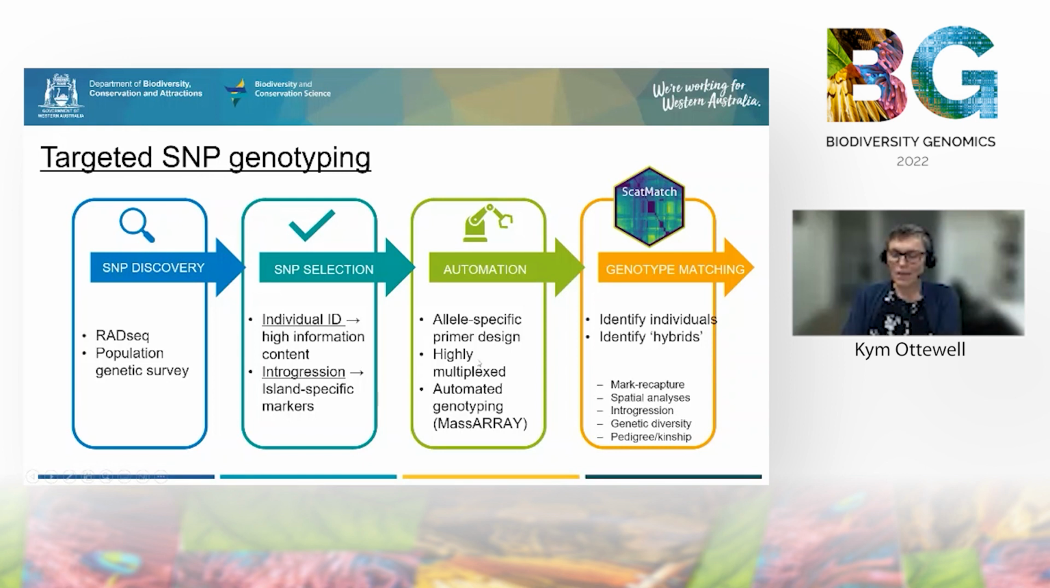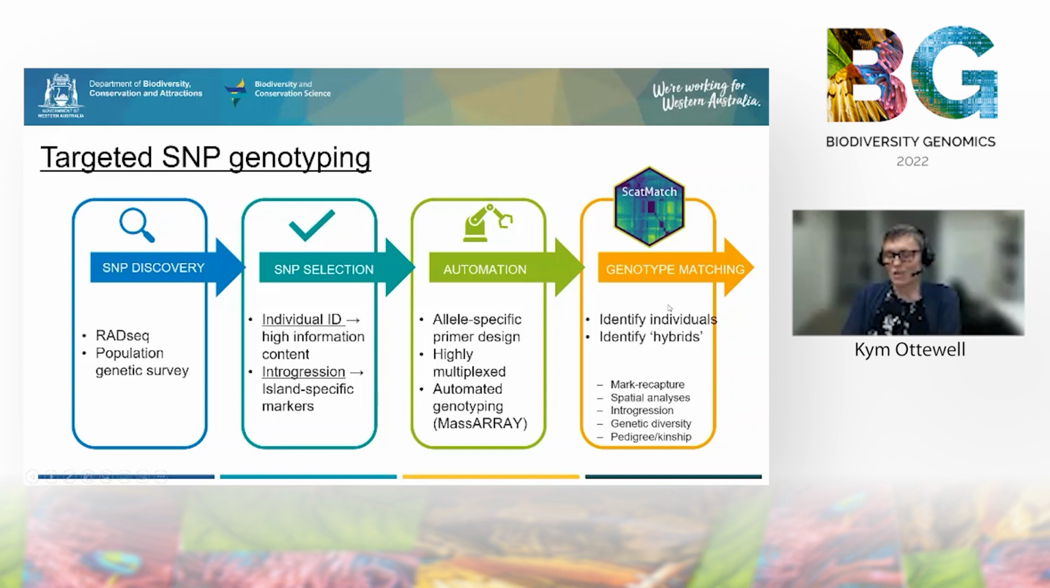So we use the MassARRAY platform, which involves designing allele-specific primers from the short sequencing reads, and then multiplexing these to allow for automated genotyping on the MassARRAY platform. Once we received the genotypes back from AGRF, who run the MassARRAY platform, we undertake matching of genotypes amongst scats to identify individuals, and using those island-specific markers, identify those hybrid individuals within the new population. We have a custom-made R package available to do those sorts of analyses.